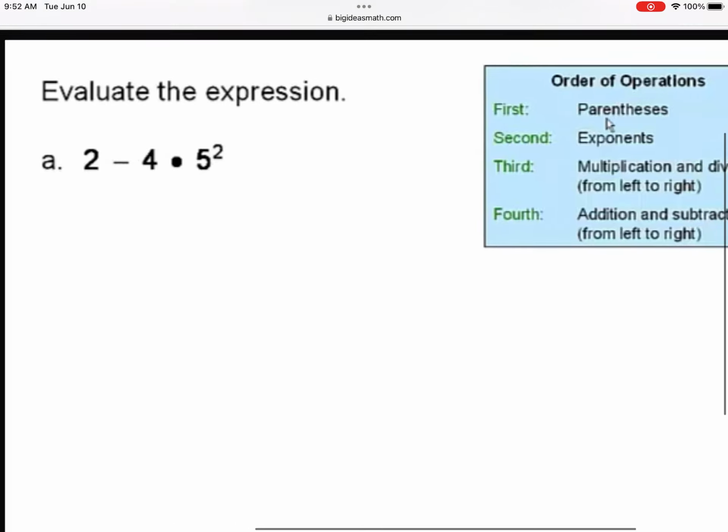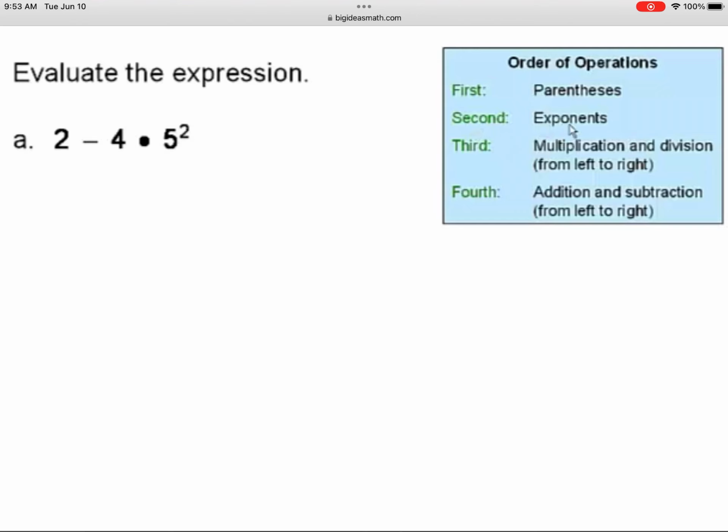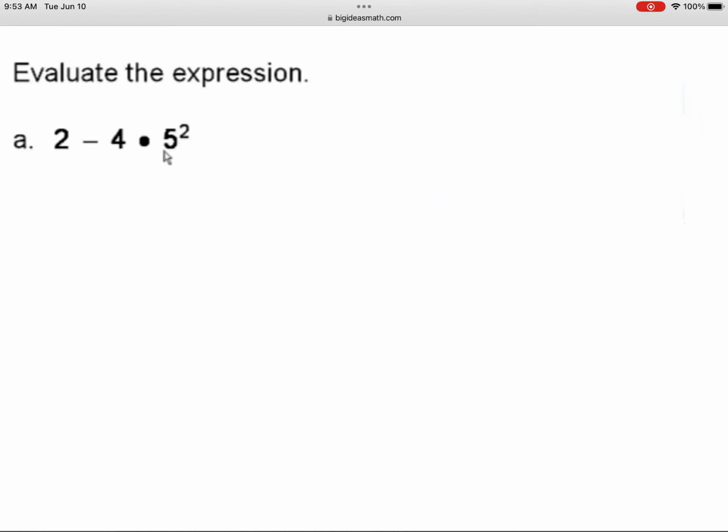First, do operations inside parentheses. Second, do operations involving exponents. Third, do multiplication and division from left to right. And fourth, do addition and subtraction from left to right. So back in our problem, what should we do first?